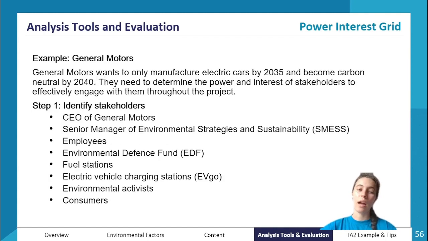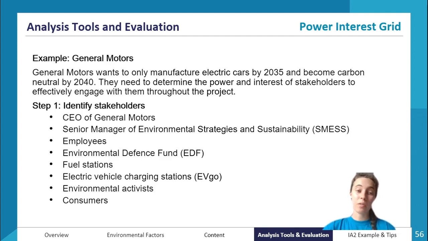So let's have a look at an example. General Motors, the car company, wants to only manufacture electric cars by 2035 and become carbon neutral by 2040. And the company needs to determine the power and interest of stakeholders to effectively engage with them throughout the project. So this is pretty ambitious, and they want to make sure that they are meeting those consumer needs, or those stakeholder needs, in fact.